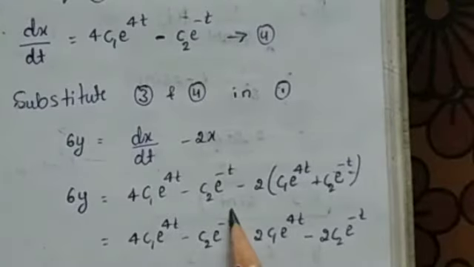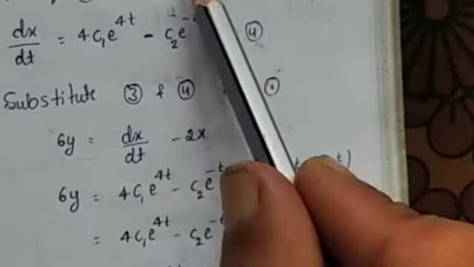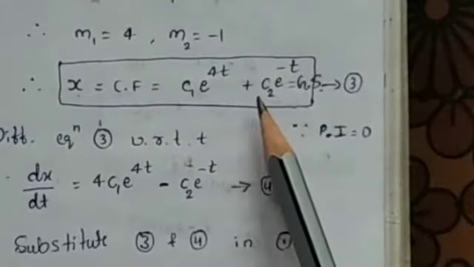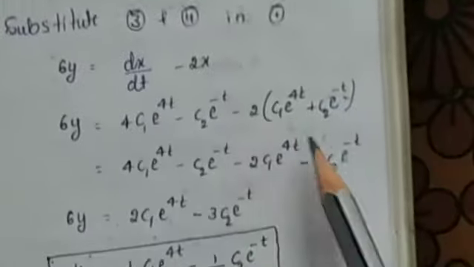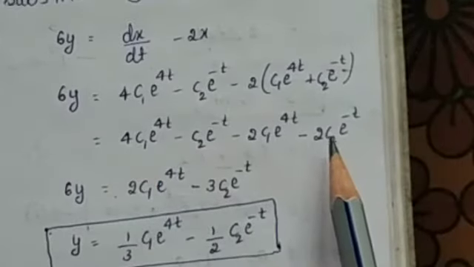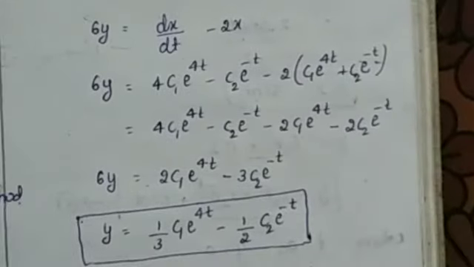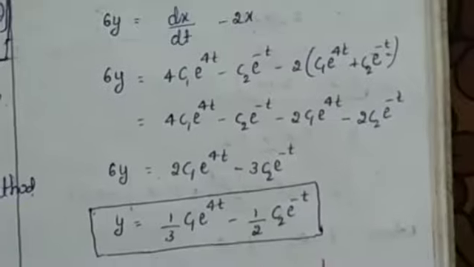This is dx by dt minus 2 into, what about x value? X is c1 e power 4t plus c2 e power minus t. Then substitute and simplify this and you get the y value. That's about problem number 1. Let me move on to the second problem.